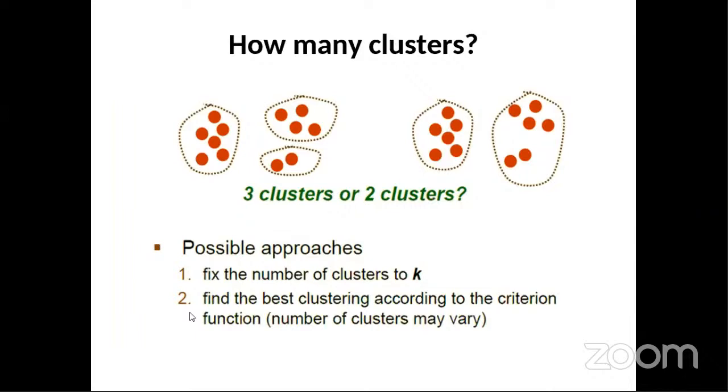So the possible approach is we will start by fixing the number of clusters to k. Randomly we will choose a number, fix the number of clusters to some k, and after that we can find the best clustering according to that criteria function. As I said, we need a criteria function, because based upon that only we can say that, whatever the optimization I was looking for, my criteria function can decide what the number of clusters could be.